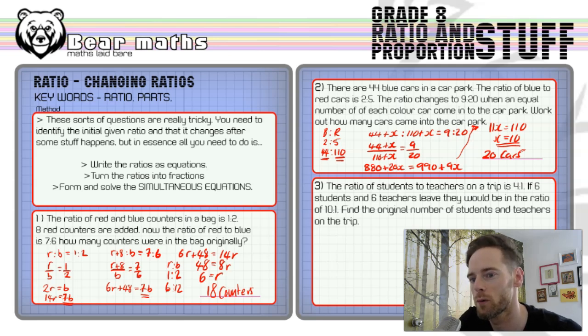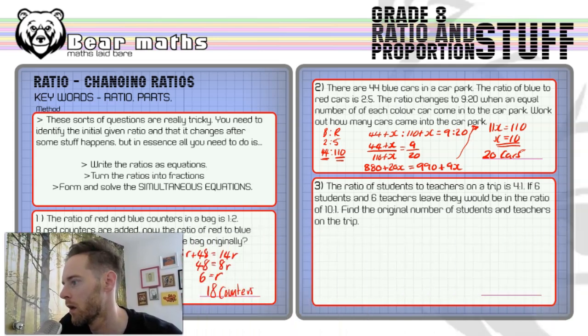Right, third and final question. Let's have a look at this one. The ratio of students to teachers on a trip is 4 to 1. If 6 students and 6 teachers leave, they would be in a ratio of 10 to 1. So stuff happened, the ratio changed. Find the original number of students and teachers on the trip.